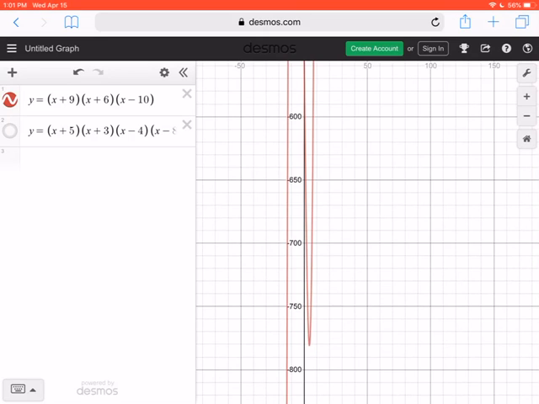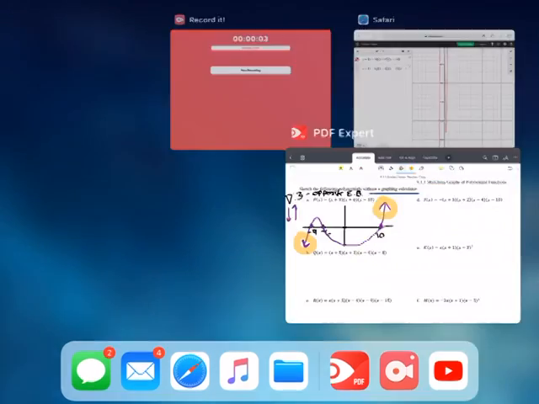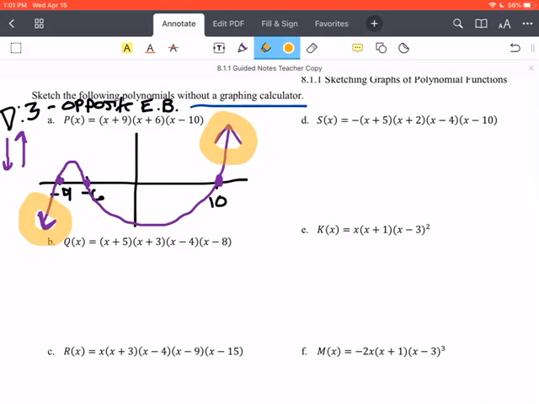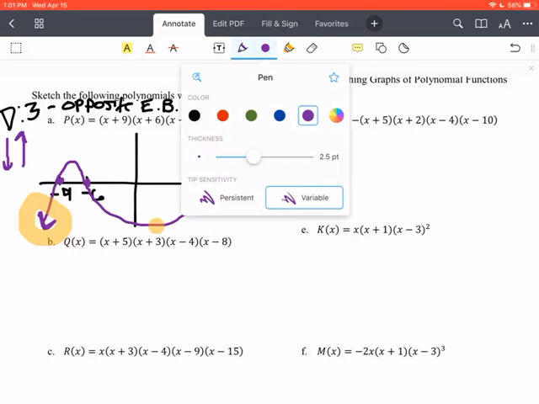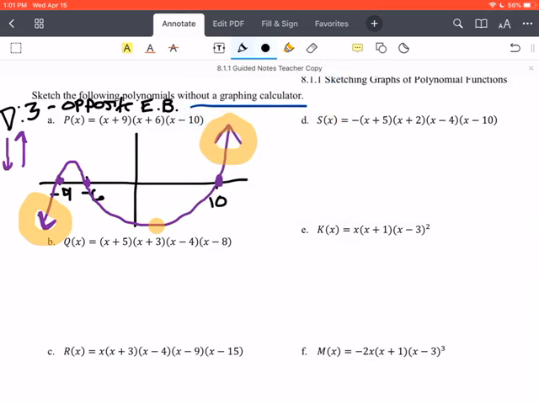So if we look back on our graph that we drew, this bottom of the valley should really be way down here. But we're not really concerned at this point with how far up the peaks and valleys are from the x-axis. We're mostly concerned with the general shape, the end behavior, and the x-intercepts at this point. So now let's go ahead and move on to our next problem.